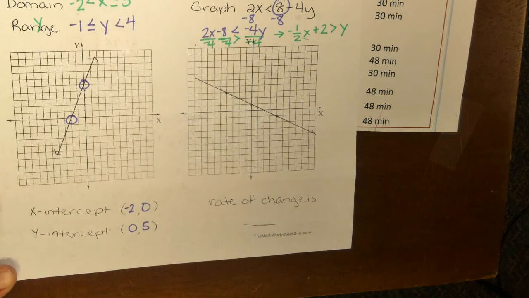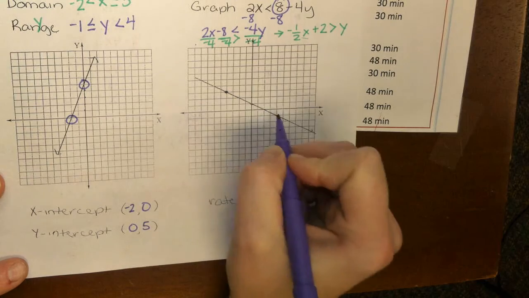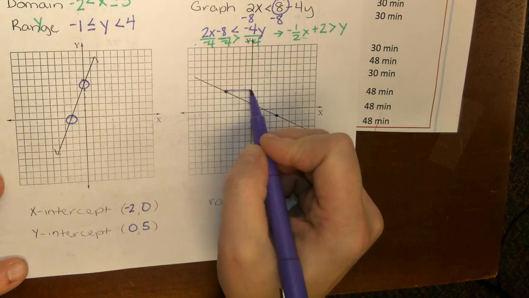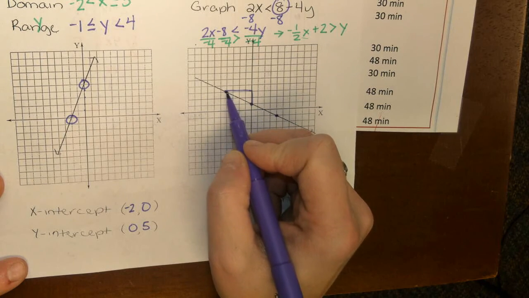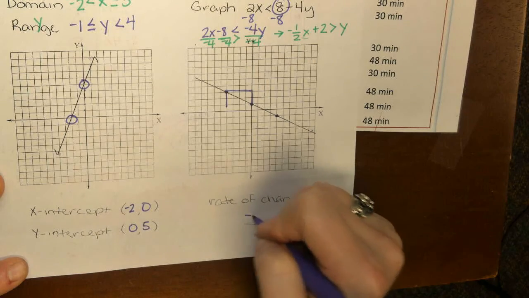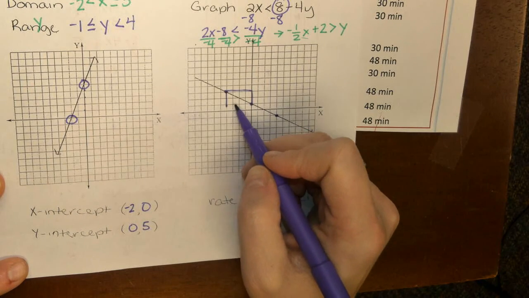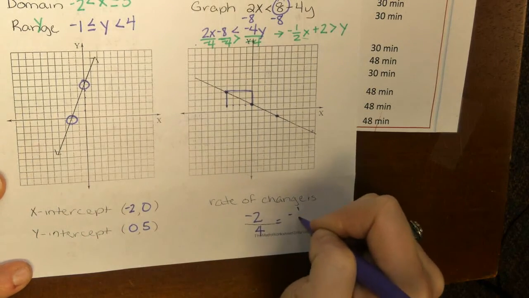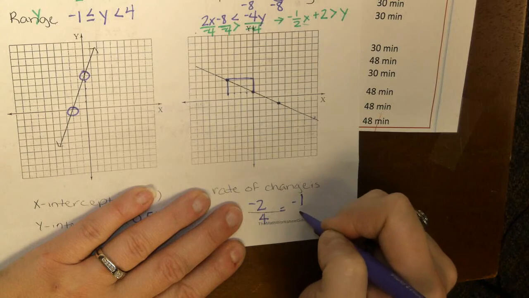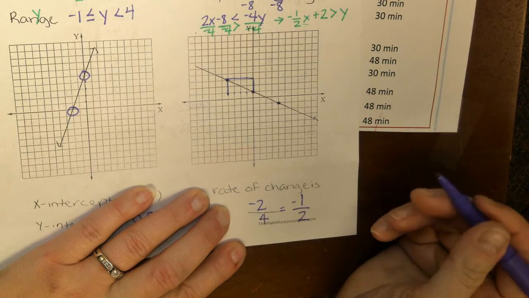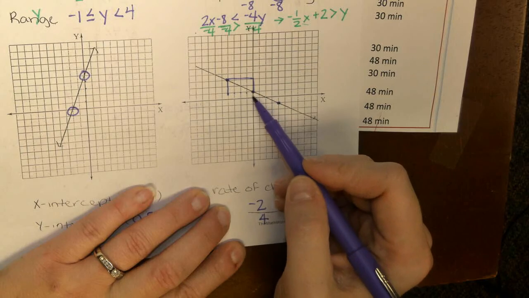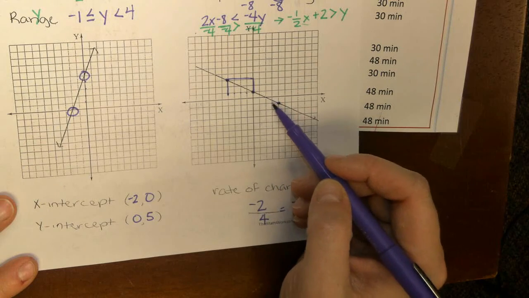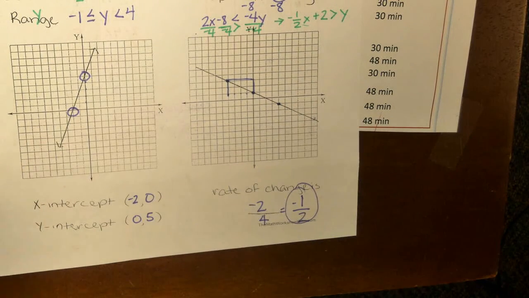And then rate of change, from here to here to here. Your rate of change is your slope. It's going down 2 and 1, 2, 3, 4 over 4. So that's the same rate of change if you reduce that. That's a -1 over 2. So it's going down 1, 2 over 4, which reduces to negative 1 over 2.